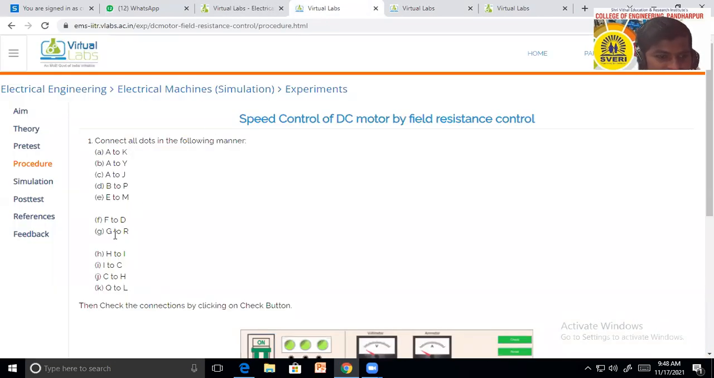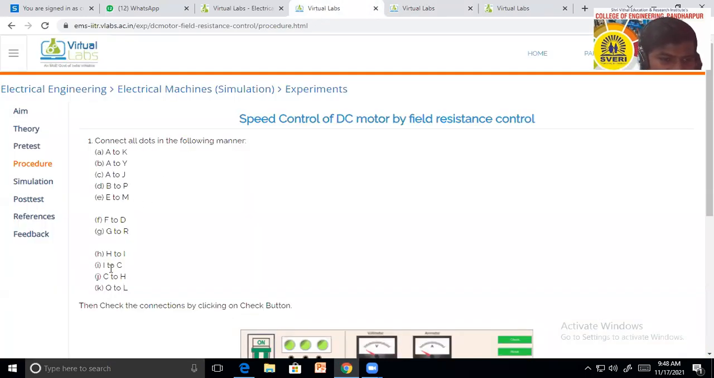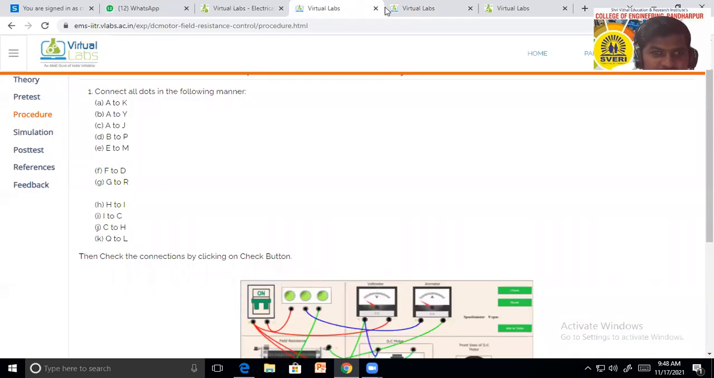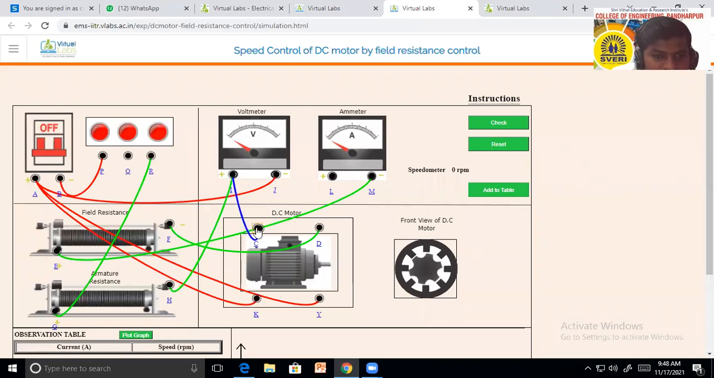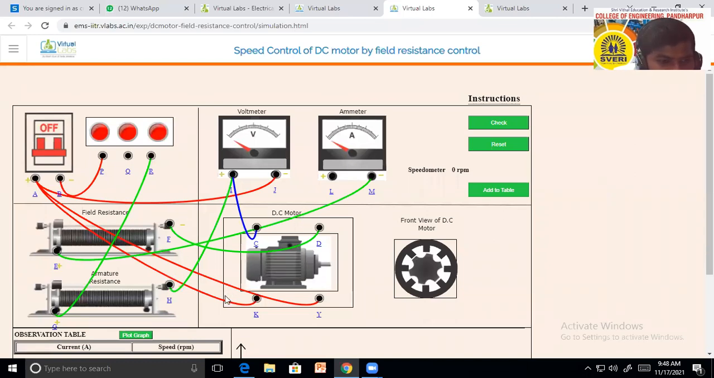Then G to R, where it is G, here it is G, G to R. Then H to I, then I to C, then C to H and Q to L. C to H, where it is C, okay, C to H and here it is Q to L. Okay, so these are the connections.